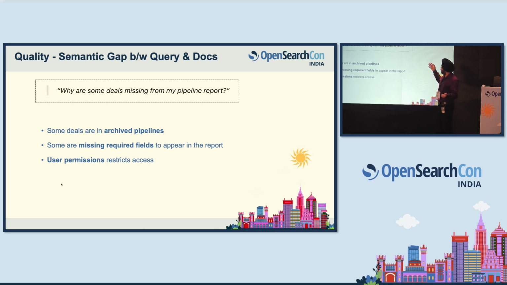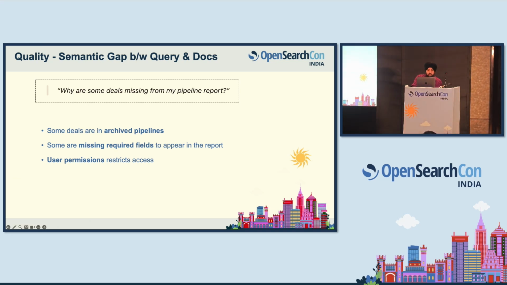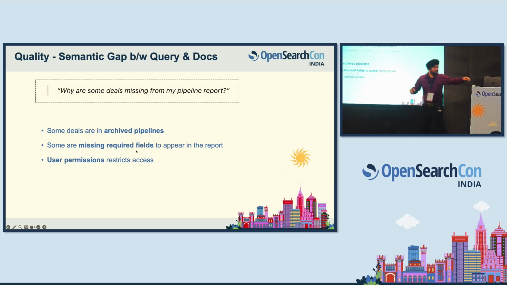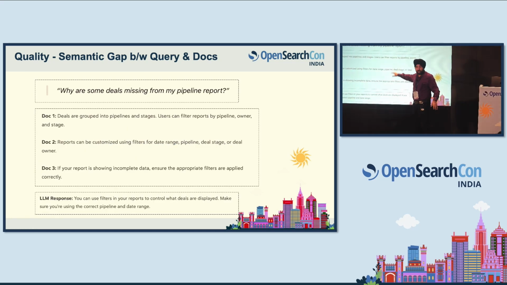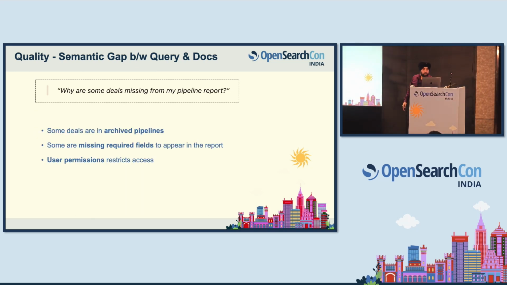Sorry, just one second. I'm trying to pull up one more piece of information. Okay, I think I missed that. Anyways, notice how in these documents, these concepts were not even present, like archived pipeline and all. This wasn't even present, right? So what do you think the answer is going to be? Obviously, the vague answer that it gave me.